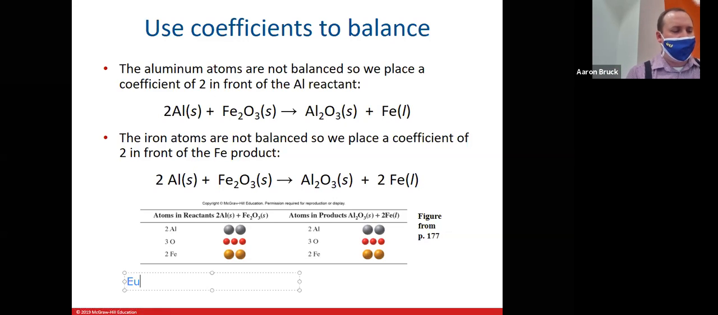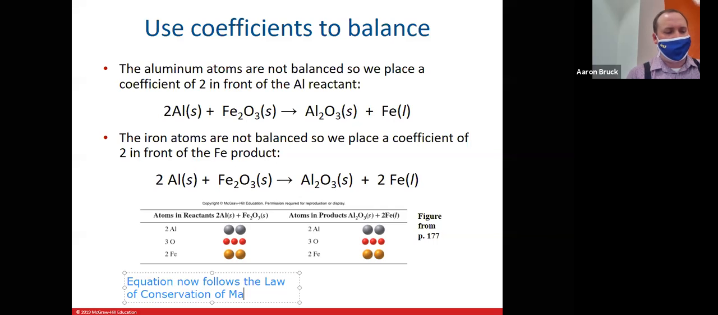The equation now follows the law of conservation. And that's what we want ultimately.